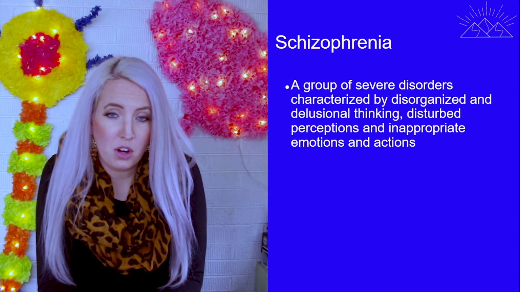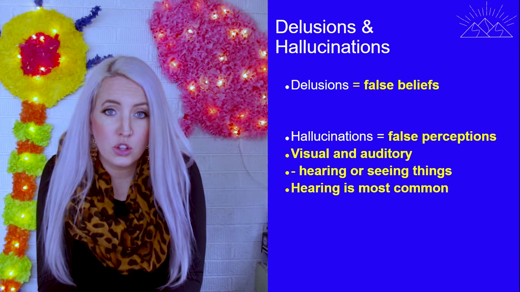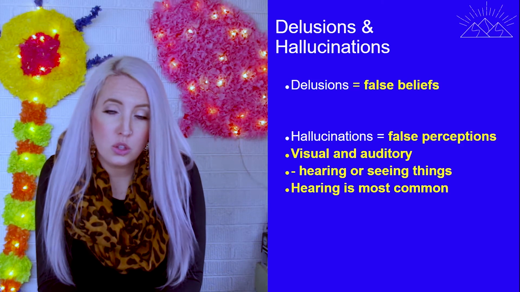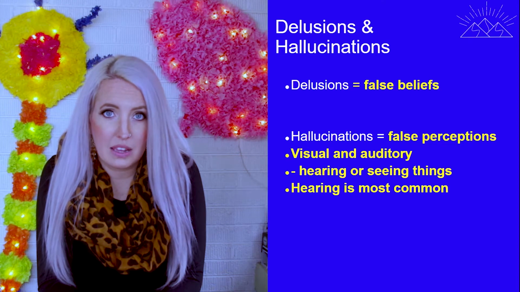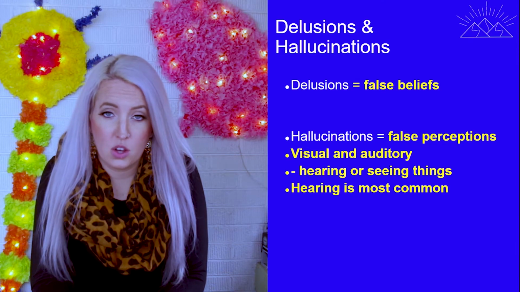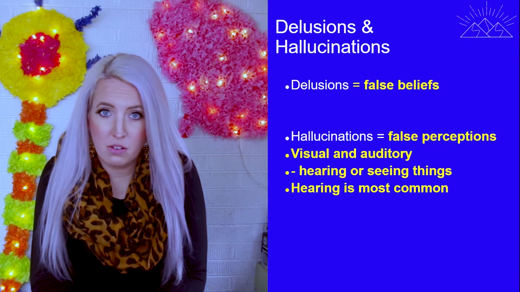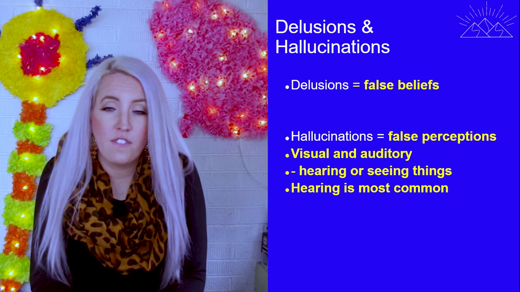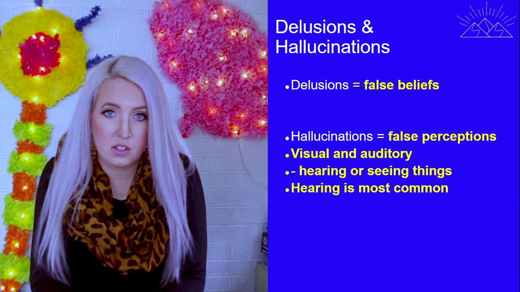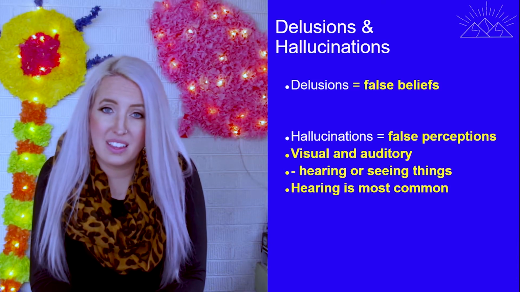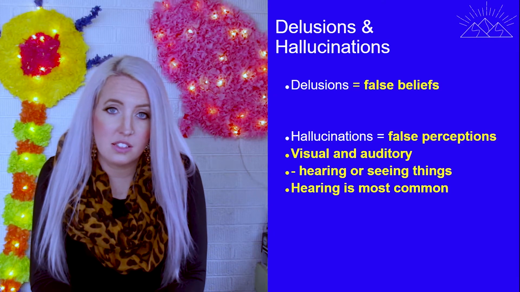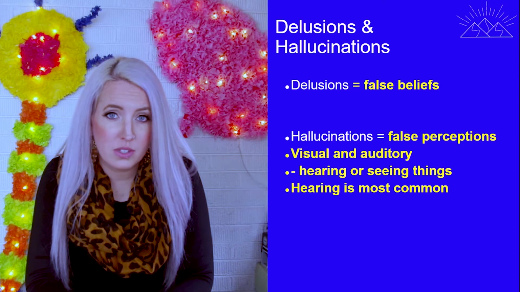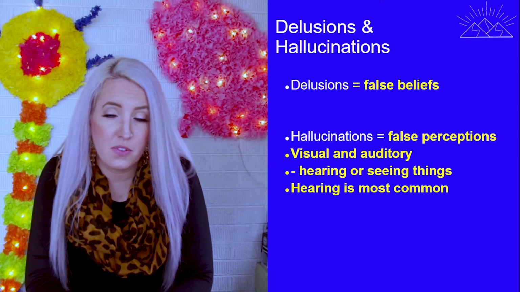The two trademark symptoms of schizophrenia are delusions and hallucinations, and it's really important to know the distinction between the two. Delusions are known as false beliefs. These beliefs could be grandiose, or they could be paranoid, such as somebody is out to get me. Hallucinations are false perceptions that we see in schizophrenia. So these are things like seeing or hearing things that are not actually present in the physical world. Auditory hallucinations are the most common, but it is possible to have other types of hallucinations as well.